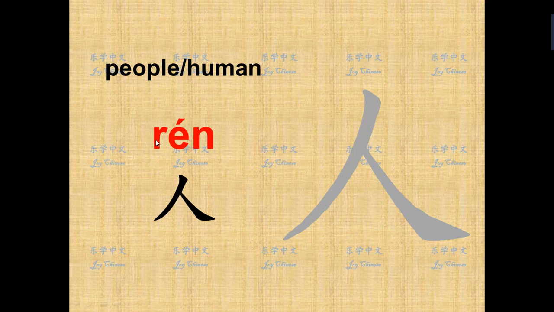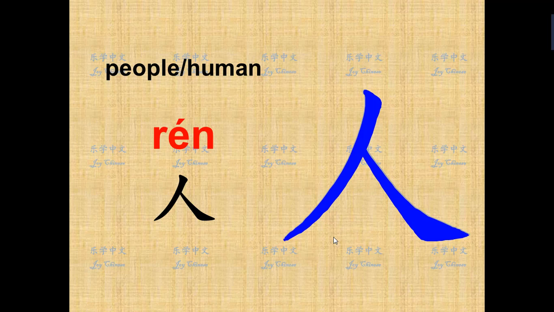The next one is a combination of r and n, second tone. R, n, 人, it means people, person, human. You see, this is like the people's two legs. In the ancient time, we write 人 more complicated. It has a circle on the top. So in the simplified Chinese, we simplify it like this. 人, easy. First stroke, second one.